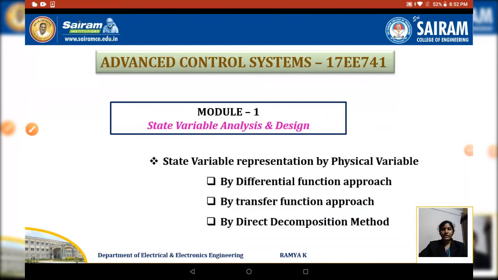Students, today we are going to see state variable representation by physical variable approach. Under this we are going to solve it by three different methods: first, the differential equation approach; second, the transfer function approach; and third, the direct decomposition method. Now we will solve some problems under these methods.